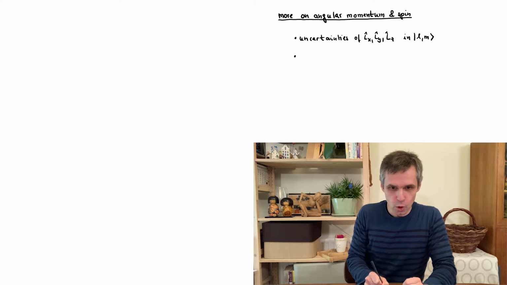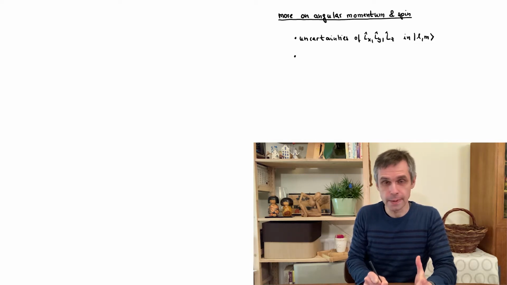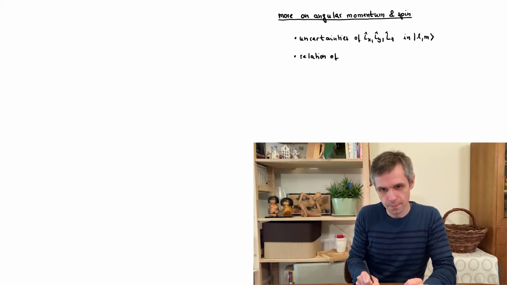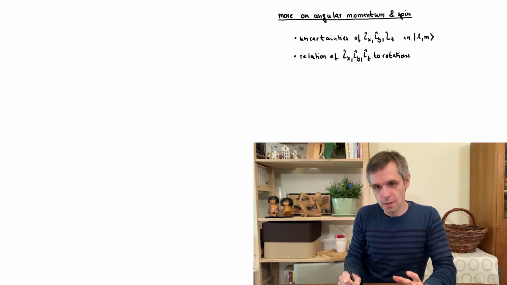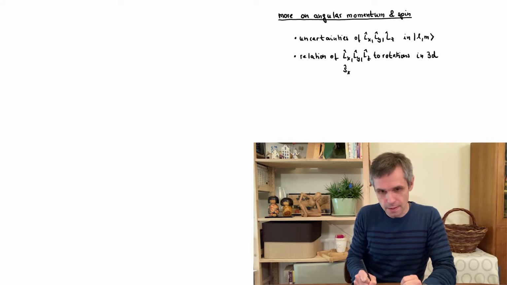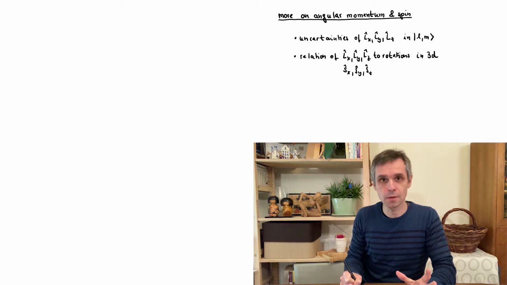polar coordinates. Then we are going to move on to explore the relation between angular momentum and rotations. And these turn out to be rotations really in our three-dimensional position space. But when we then also extend this to the case of spin, we see that this is indeed very similar to such rotations, but has one very interesting difference.